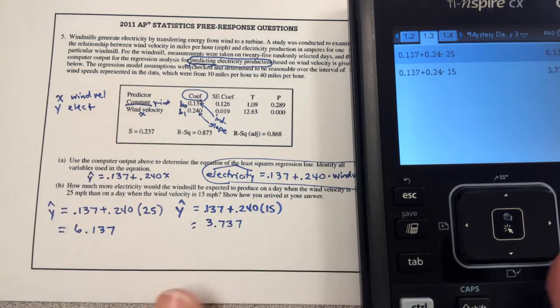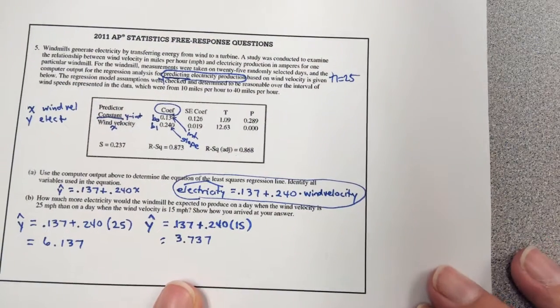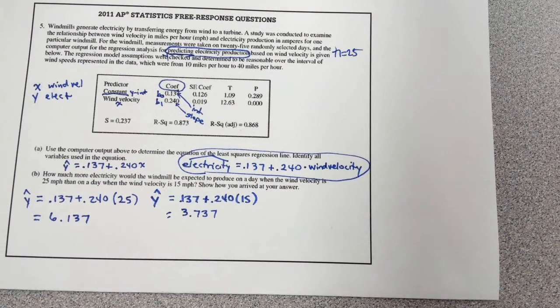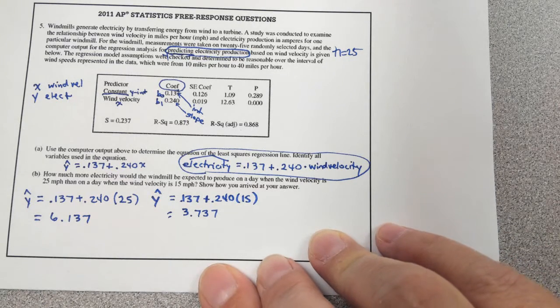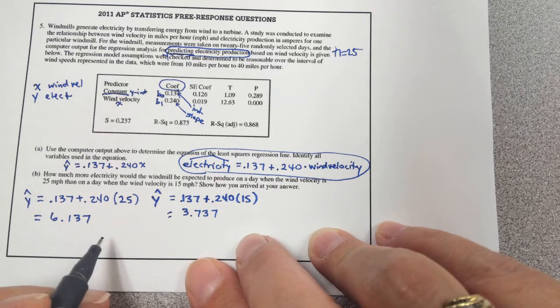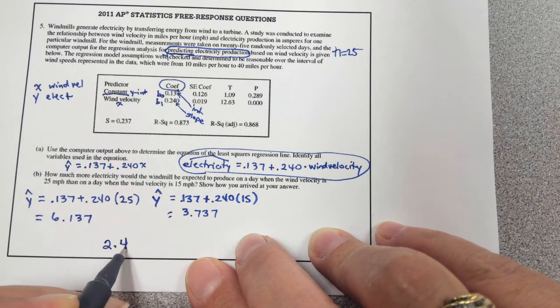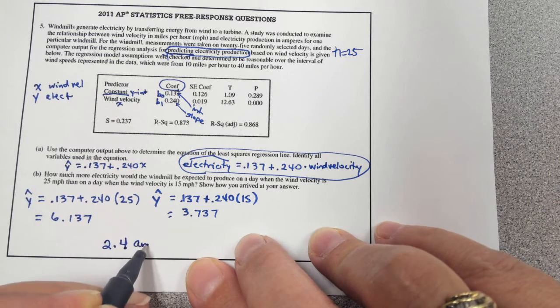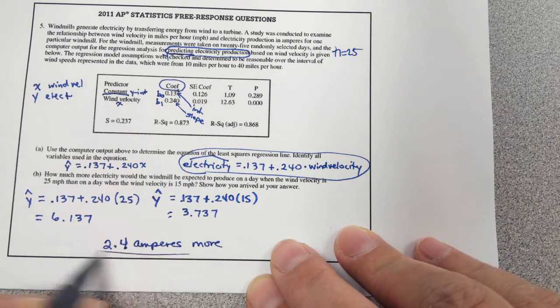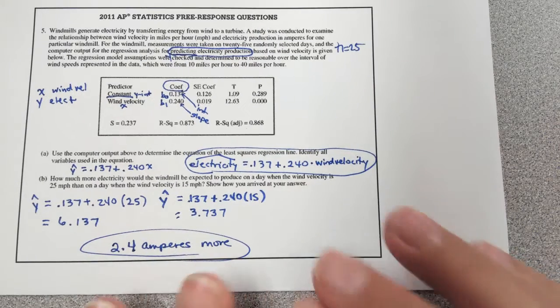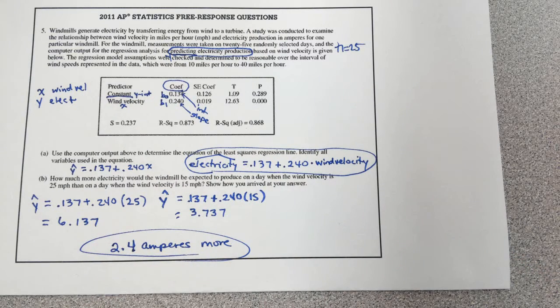And the real question was how much more electricity, so we need to find the difference of those. So if I subtract, I'm just going to use my calculator here because that's faster than me trying to do it in my head and I'm less likely to make a mistake. I get 2.4. So 2.4 amperes more is my final answer, and I've shown my work to back up my answer.